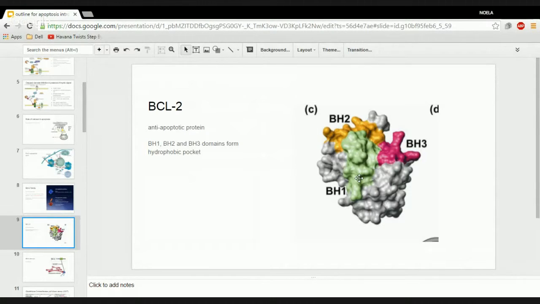BCL2 is an anti-apoptotic protein which the BCL2 family is named after. It was the first BCL2 family member to be discovered and is made up of all four conserved domains. Its BH1, BH2, and BH3 domains are in close proximity and create a hydrophobic pocket which can accommodate a BH3 domain of a pro-apoptotic BCL2 family member. The BH4 domain of BCL2 binds to the IP3 receptor, thus giving it its anti-apoptotic properties.